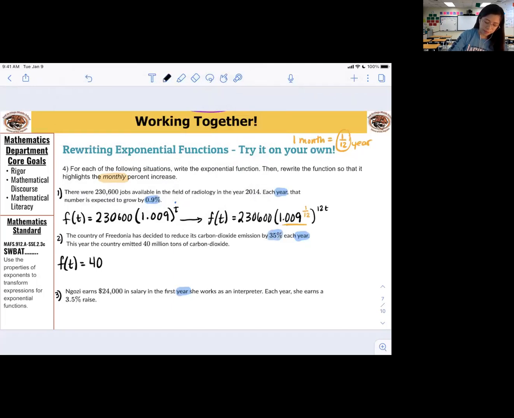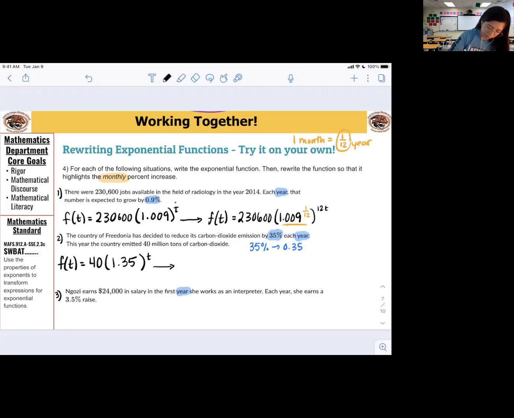How do I write that as a decimal? 0.35. Okay. So in my parentheses, that's 1 plus 0.35 to the power of t. But 1 plus 0.35, what does that equal? 1.35. Good. So there's my original function. And you guys are going to convert it, use your calculators, and get your final answer.